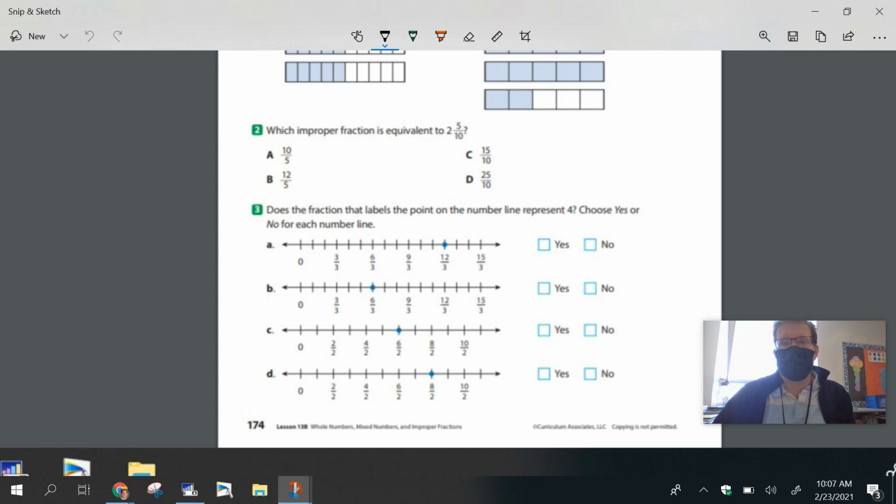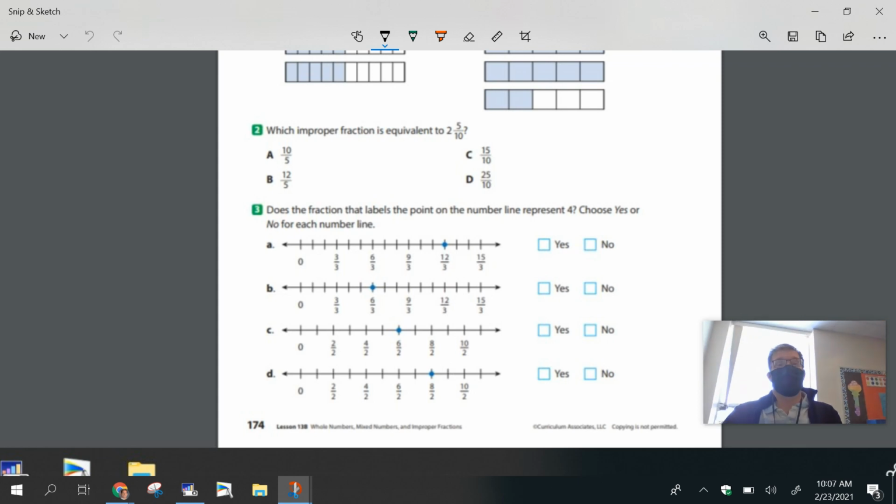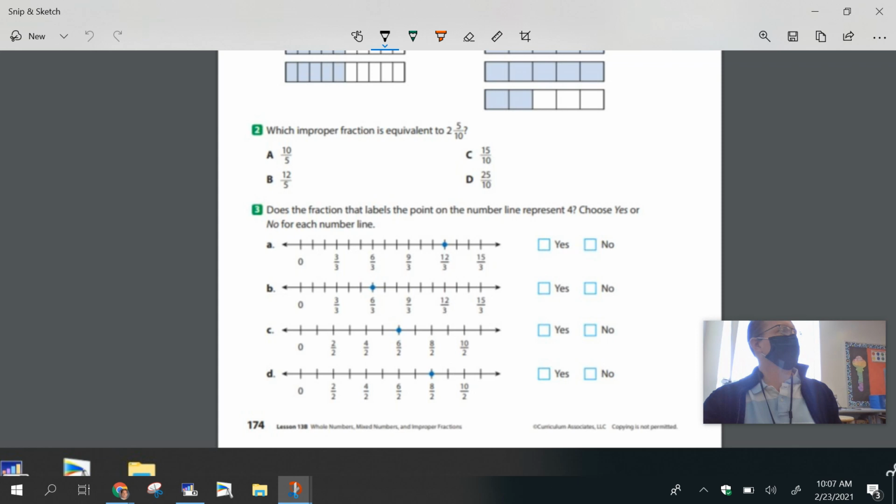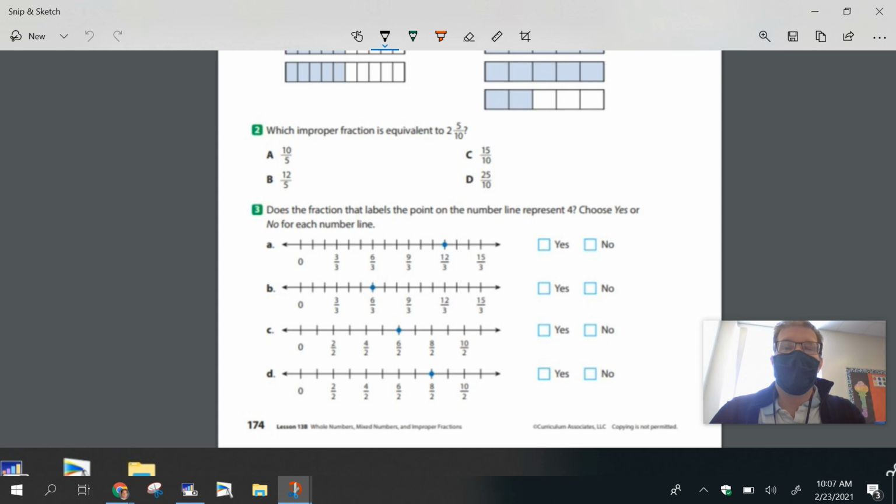What do you think it is, Chloe? Which one? D. Who agrees with Chloe? It is D. I know I shouldn't show this to you because it might just confuse you, but I really enjoy teaching how to. Okay. For 2 and 5/10, we're doing 2 and 5/10.